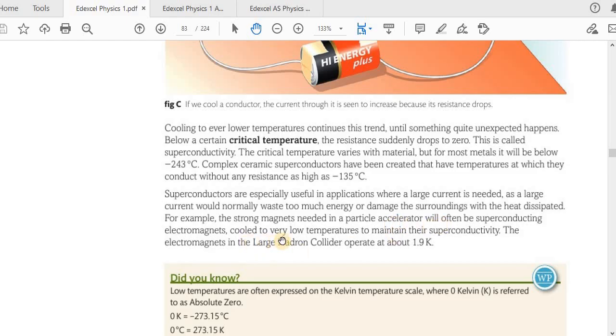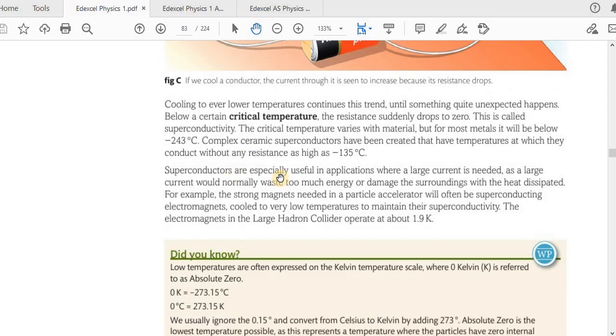So, cool to very low temperatures to maintain their superconductivity. The electromagnets in the LHC, also called the Large Hadron Collider, operate at about 1.9 kelvins. Okay, so here you can see strong magnets, then the critical temperature, you learned what that is, then you learned what superconductivity is. So this is called superconductivity.